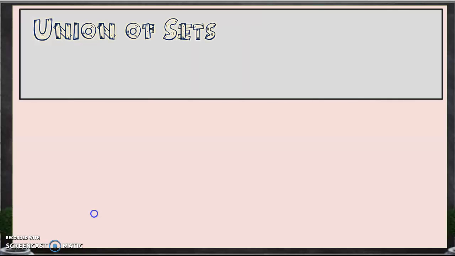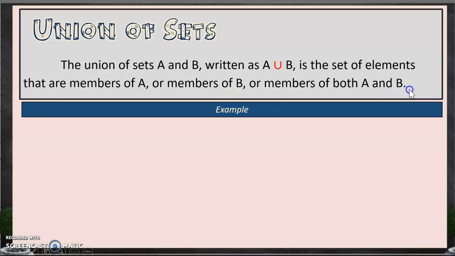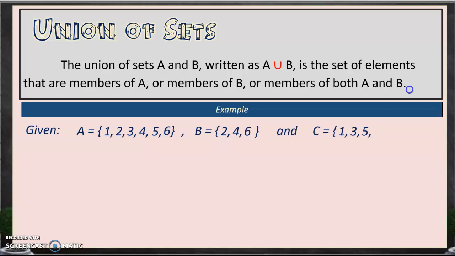Okay, second, union of sets. The union of sets A and B, written as A union B, is the set of elements that are members of set A, or members of set B, or members of both A and B. Example, I will still use the same given. Set A is 1, 2, 3, 4, 5, 6. Set B is 2, 4, 6. And set C is 1, 3, 5, 7, 9. So find A union B, A union C, and B union C.